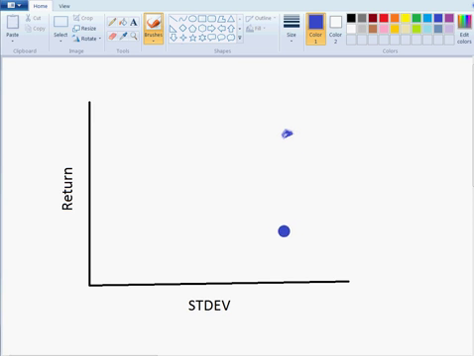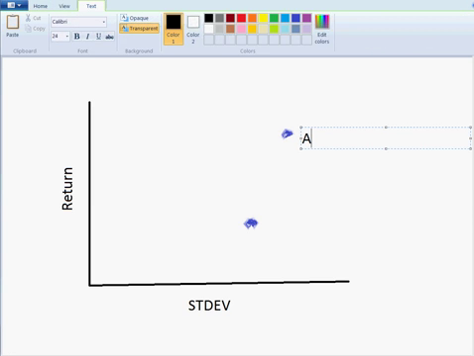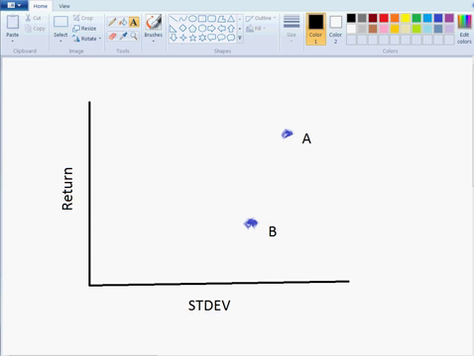So we're going to label this. This is stock A, and over here is stock B. You have these two stocks, and we could buy one or the other, and it would depend on our risk preferences. If I had to choose between 100% in A and 100% in B, if I was a risk-tolerant person, I would probably choose A, and if I really didn't like risk, I'd choose B.